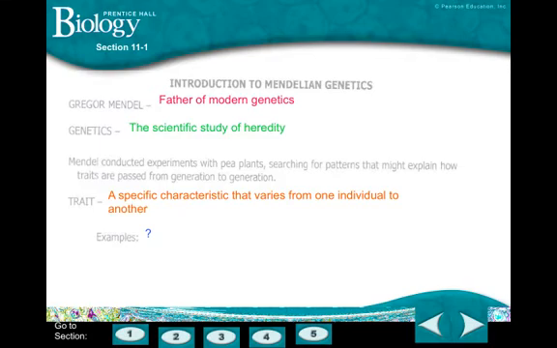So a trait, okay, is a specific characteristic that varies from one individual to another. What are some examples of traits in humans? Take a second, just jot down a couple of ideas here. Hopefully you've said things like hair color and eye color and height and whether people inherit genetic disorders. So hopefully you've got some ideas written down.